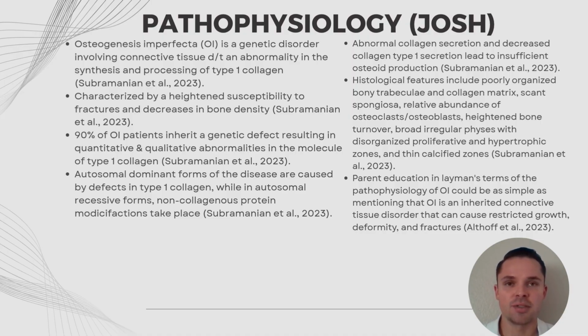So, as nursing students trying to be future nurses, a big part of our care is patient education, and the same is true for parents of patients with OI. So, in layman's terms, to explain to them the pathophysiology of osteogenesis imperfecta, we could simply describe it as an inherited connective tissue disorder that causes restricted growth, deformity, and fractures. And that is the best way, in my opinion, for layman's terms of describing the disorder to parents.